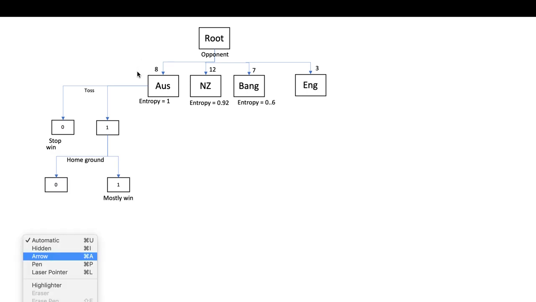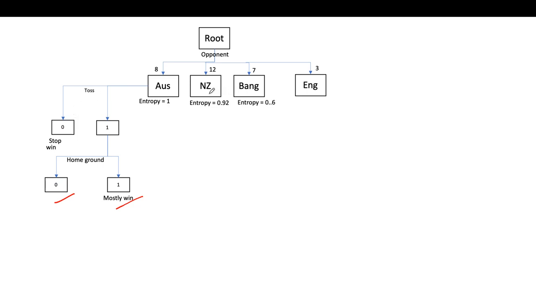So if it's a match against Australia and India wins the toss, and if it's played on home ground, we can say that India is mostly winning. You can calculate the percentages based on those filters. In the other case, if it's away, then it's mostly a loss. So we increase our probabilities and accuracy of prediction by splitting on conditions.